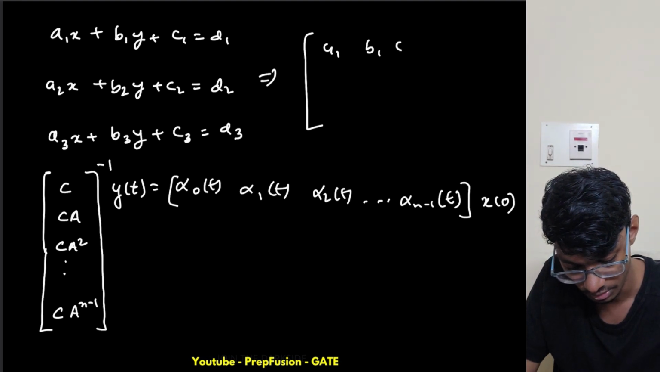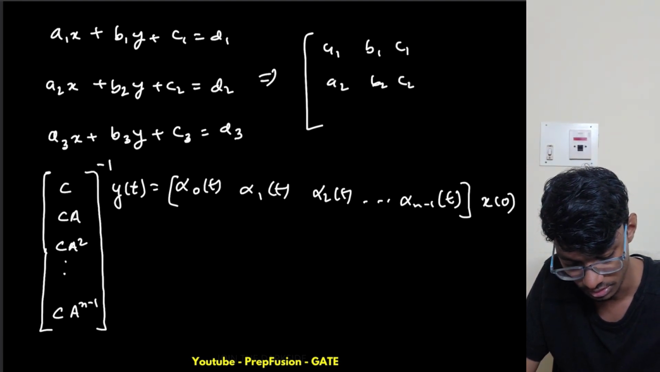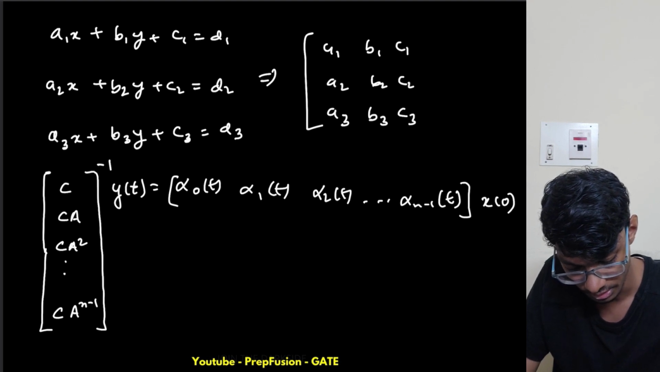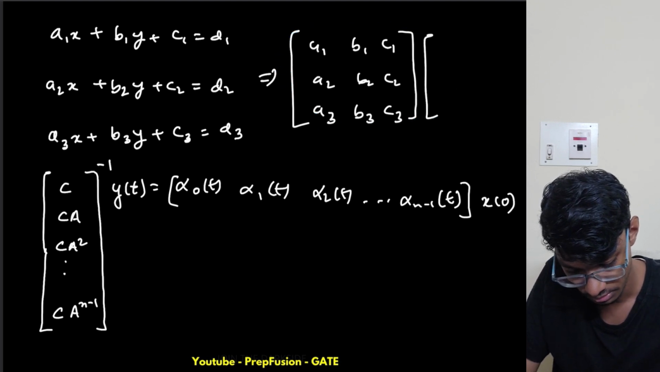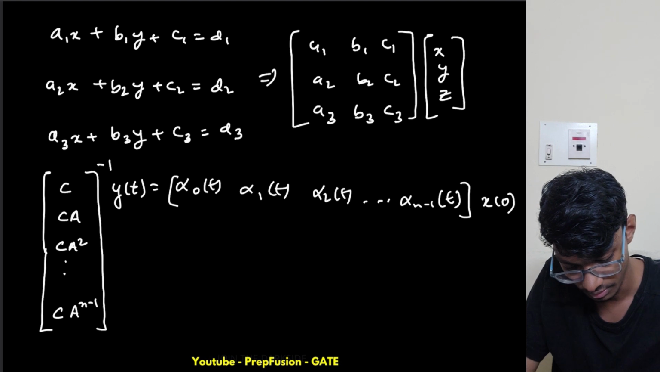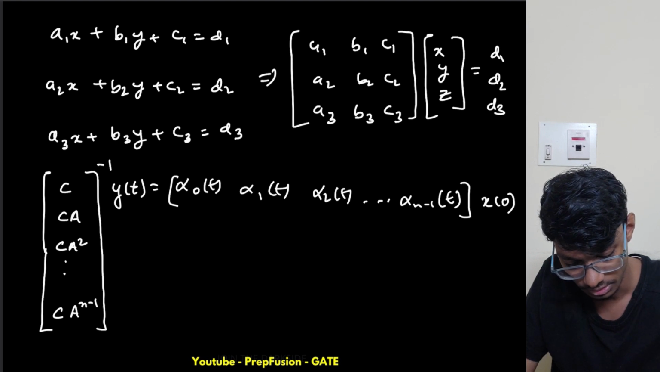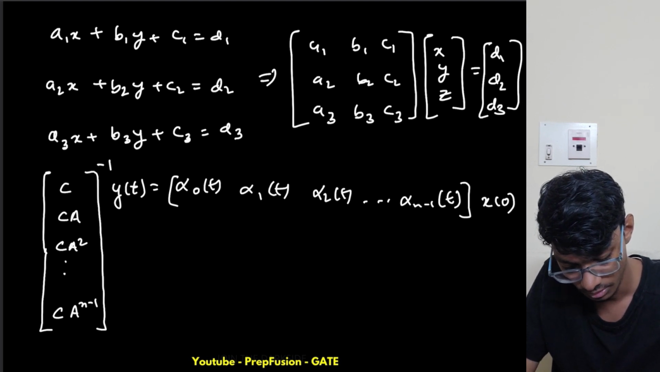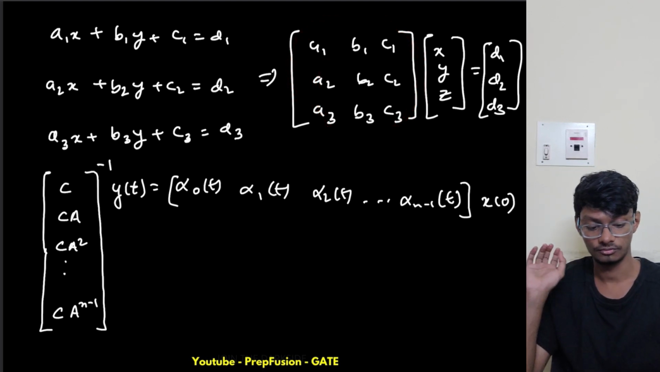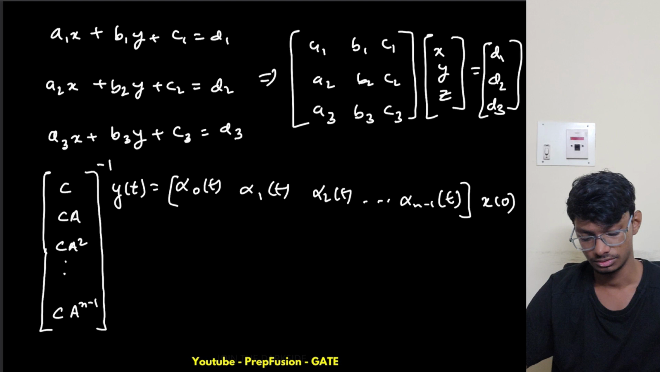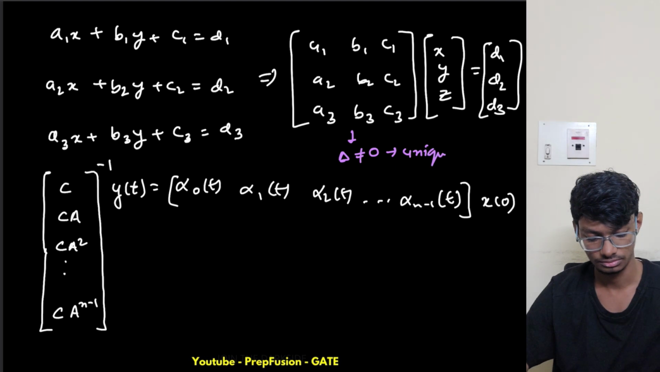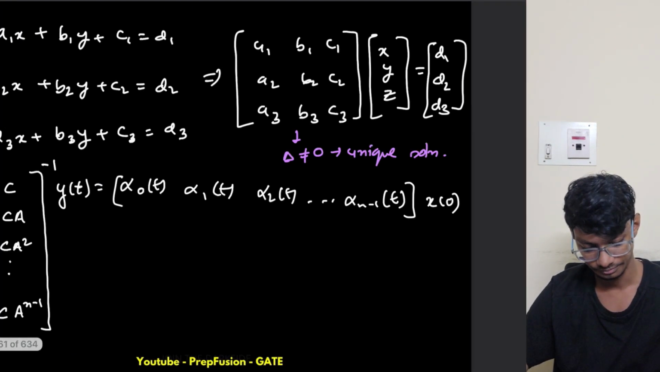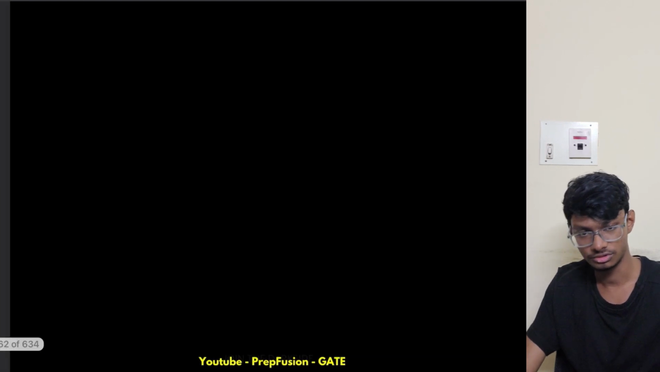Then you will understand, this is a1 b1 c1, a2 b2 c2, and this is a3 b3 and c3, and this is my x y z, okay, d1 d2 d3. Now you remember, right, this delta has to be non-zero. This has to be non-zero, okay, for me for getting the unique solution. So delta has to not be equal to 0 for a unique solution, okay. So basically this delta needs to be non-zero, right.